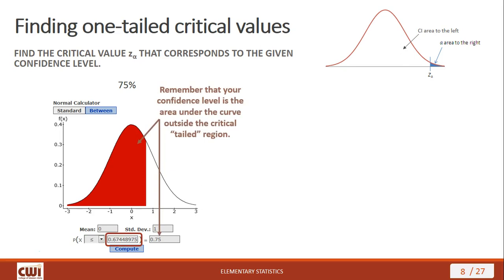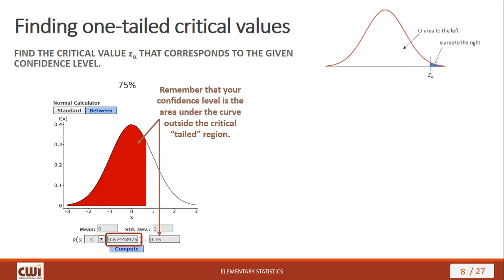Let's look at another example. But before that, we need to remember that the confidence level is the area under the curve outside the critical tailed region. So the tail region, which corresponds with alpha, is going to be on the right. Now, if I wanted to, I could have solved this problem by changing my inequality to greater than or equal to, so I'm getting the area on the right, but then I'd have to put in 0.25, 25% for my area. I'd get the same number that comes out. So however you want to think about it is fine.